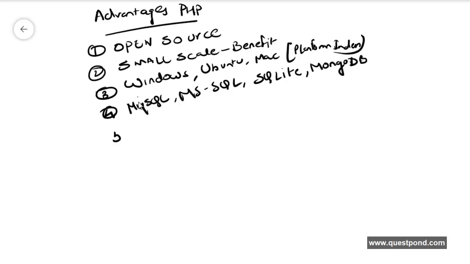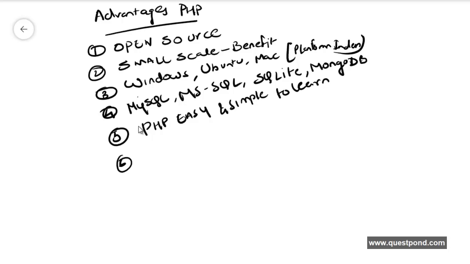Okay, now let's talk about the fifth advantage. PHP is easy and simple to learn. This is one more advantage, because any programmer who wants to start their career in programming, then yes, PHP is the way to go. So let me write one more advantage: it is easy and simple to learn.